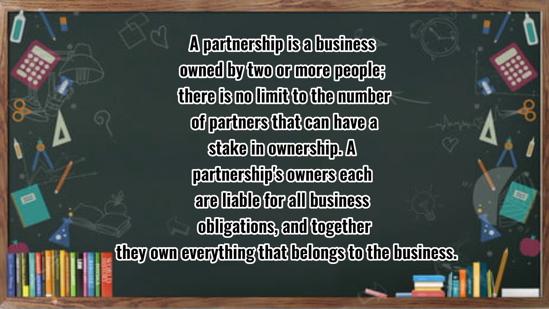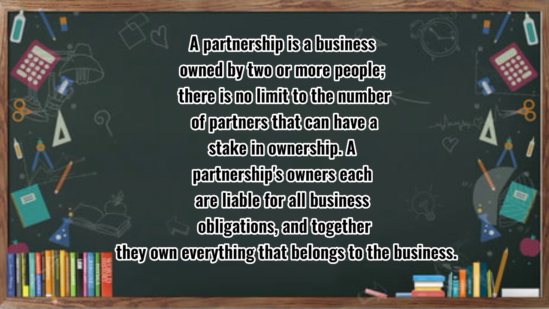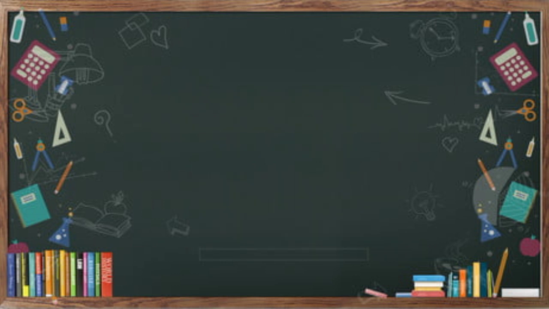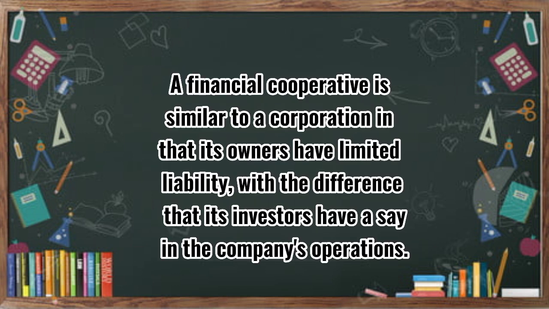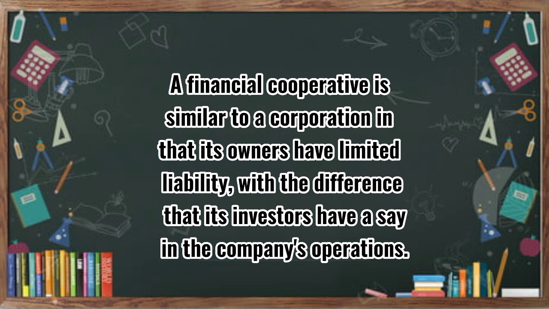Partnership. A partnership is a business owned by two or more people. There is no limit to the number of partners that can have a stake in ownership. A partnership's owners are each liable for all business obligations and together they own everything that belongs to the business. The last one is financial cooperative. It is similar to a corporation in that its owners have limited liability, with the difference that its investors have a say in the company's operation.